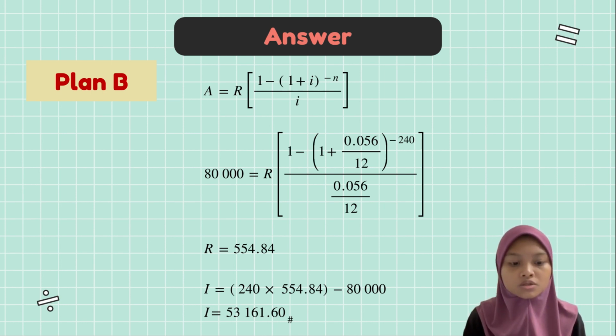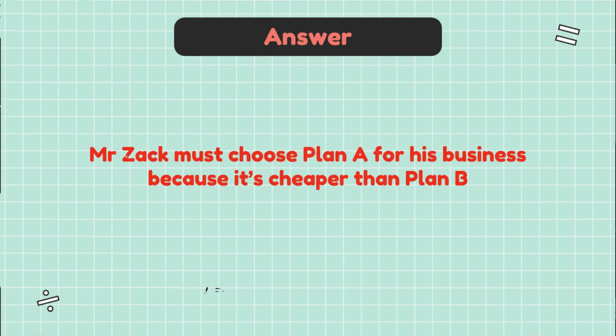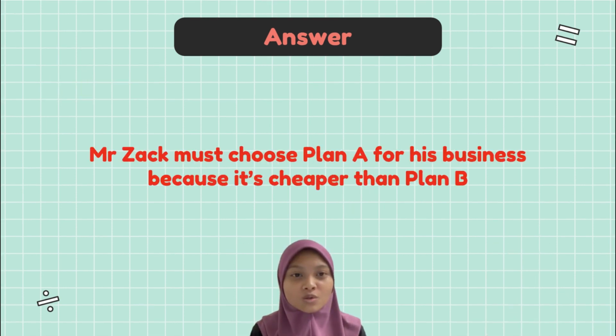After that, we must use the interest formula to compare plan A and plan B. So, to know the amount, the formula is I equal to 240 times 554.84 minus 80,000. So, the answer is 53,161.60. So, the conclusion is Mr. Zack must choose plan A for his business because it's cheaper than plan B.